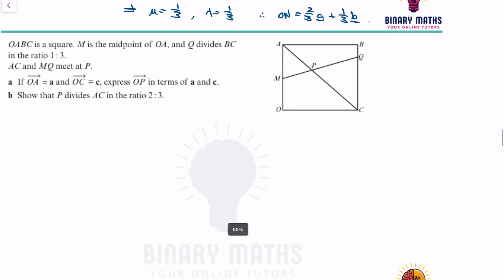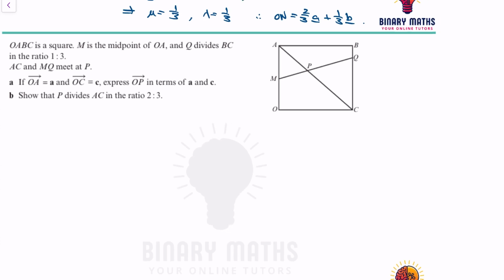Okay, next question. OABC is a square. M is the midpoint of O to A. So that means it's 1 to 1. Q divides B to C in the ratio 1 to 3. AC and MQ meet at P.